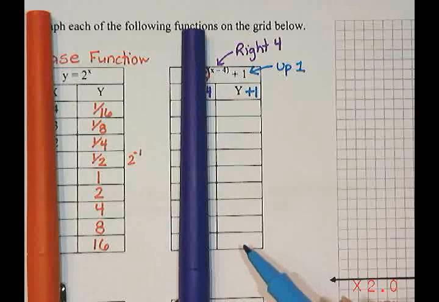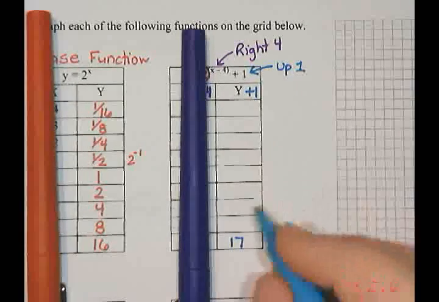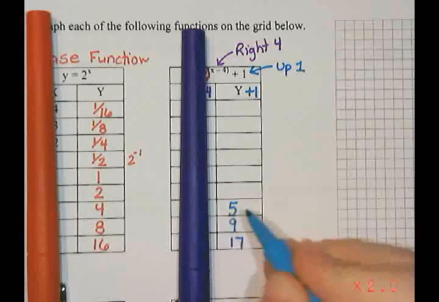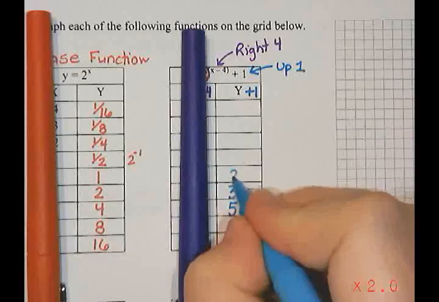So 16 plus 1. 16 plus 1 is 17. 8 plus 1 is 9. 4 plus 1 is 5. 2 plus 1 is 3. 1 plus 1 is 2.